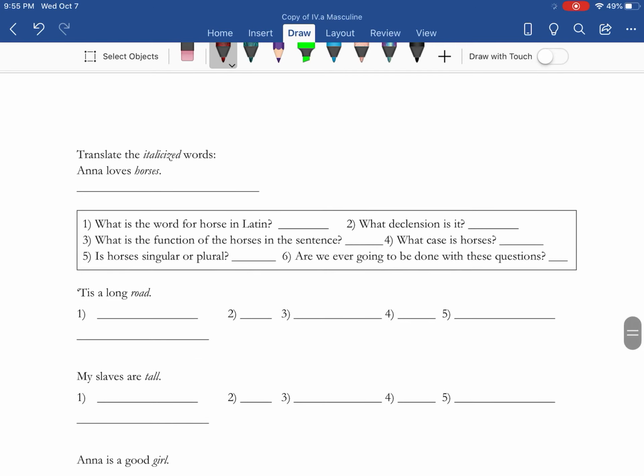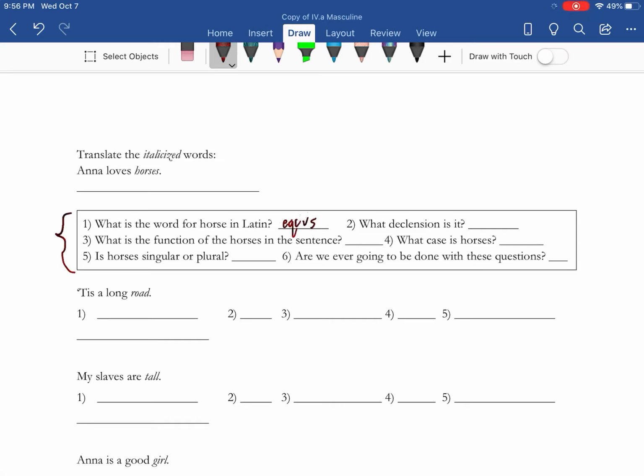All right, now this section. This section can be exhausting, but it's really good for you. It really lays out how many things are going on in your head when you are translating a sentence. And it's quite impressive the amount of thinking you need to do. So we are going to use this box to translate the italicized words into Latin. So Anna loves horses. So what's the word for horse in Latin?